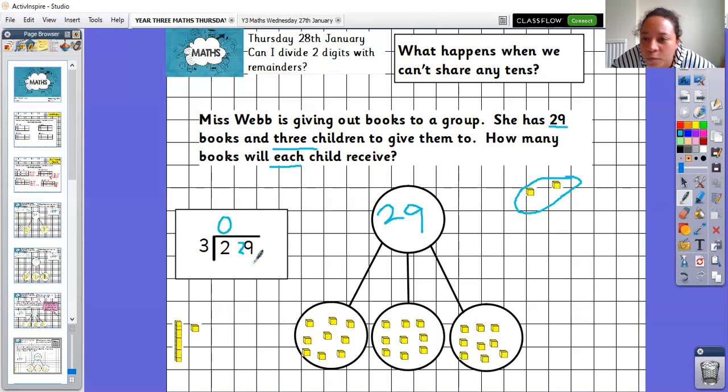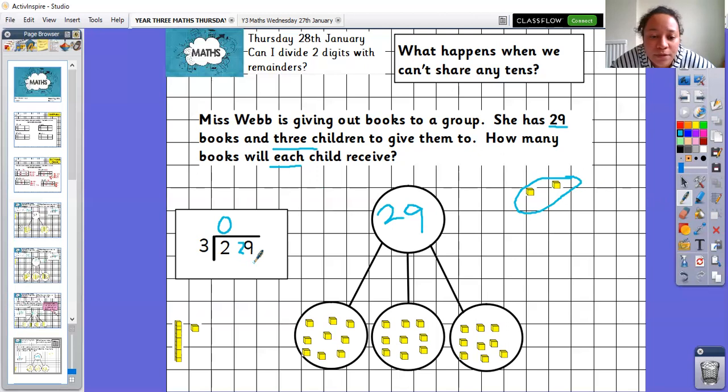On my bus stop, we would count up in 3s until we got close to 29 or landed on 29. If you know your 3 times tables, you might already be thinking, well, hang on a moment. In my 3 times table, I know that 3 times 10 is 30, and I'm trying to get to 29. So it probably won't be an even number. I won't be able to do it and land on 29. I'll land on something else instead.